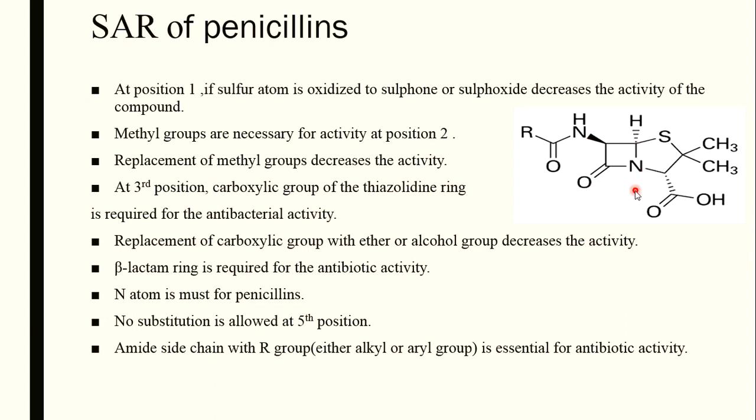What is beta lactam ring? Four-membered ring with one nitrogen and ketone group at fourth position is called beta lactam ring. We can also call this beta lactam ring as acetidinone. Nitrogen atom is must for penicillins.